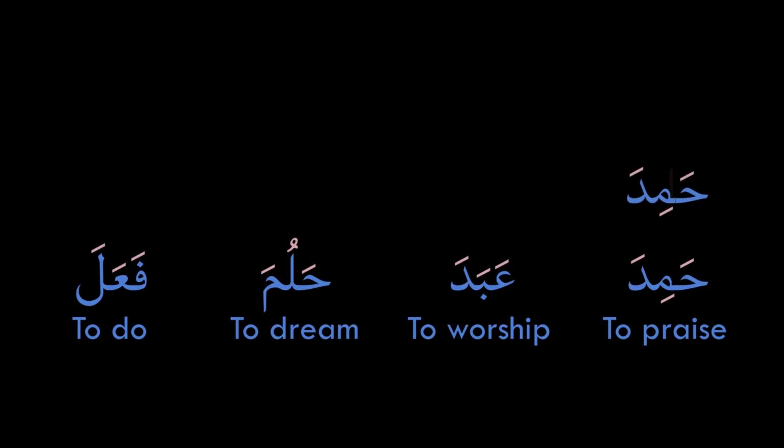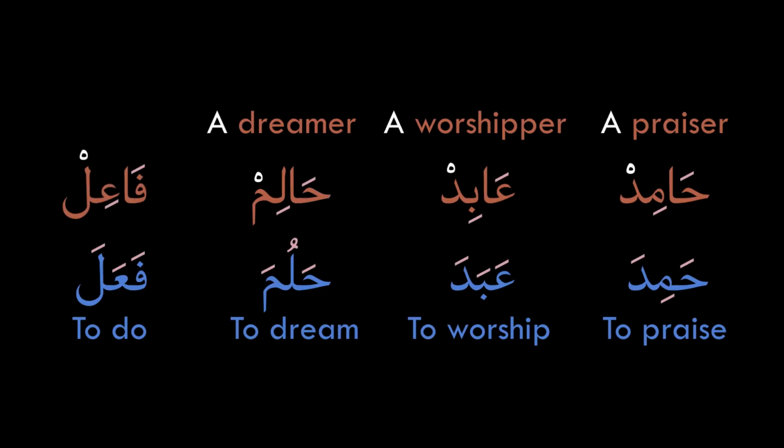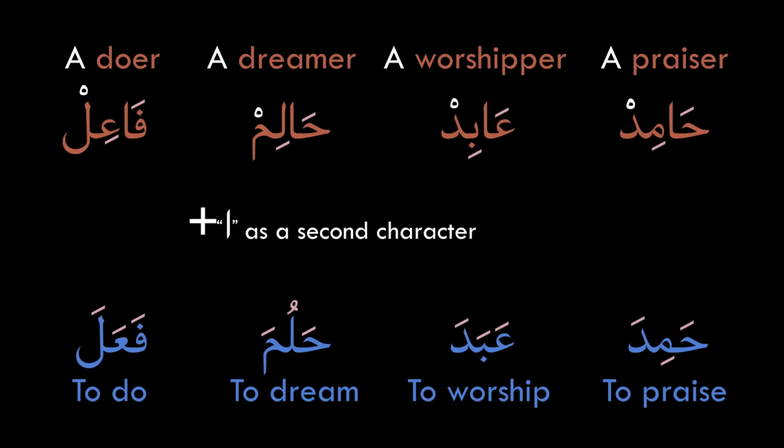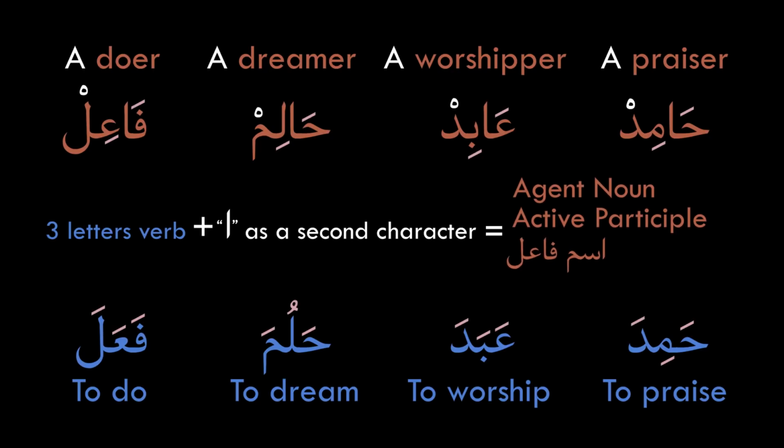Hamida, to praise. Hamid, a praiser. Abad, to worship. Abid, a worshipper. Haluma, to dream. Halim, a dreamer. And finally, fa'ala, to do. Fa'il, a doer. So, adding an alif as a second character to a verb which consists of 3 letters turns it into a noun, and even more than that, to an agent noun, or to an active participle. I mean the one who does this verb or this action. Its name in Arabic is ismu fa'il.